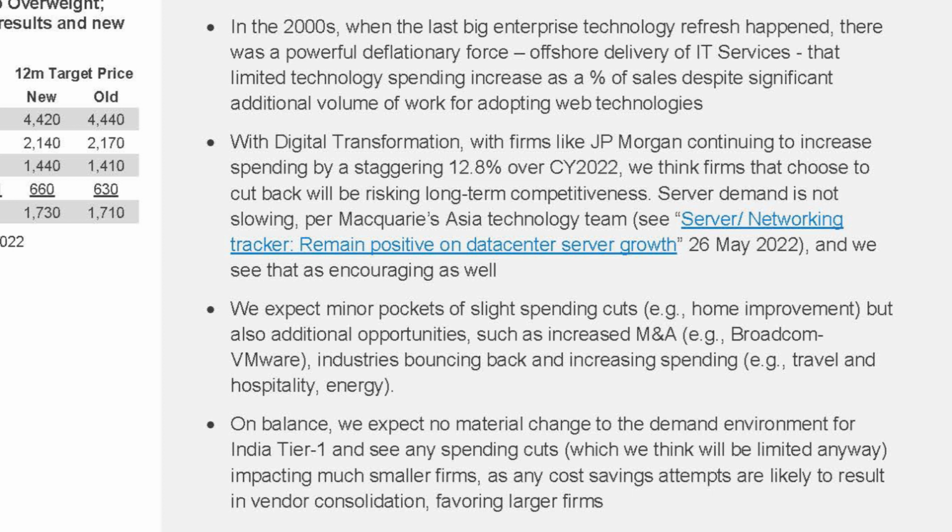Now, come on to the next point. With digital transformation, with firms like JP Morgan continuing to increase spending by a staggering 12.8% over CY 2022, we think firms that choose to cut back will be risking long-term competitiveness. So here, check this out. Staggering 12.8%. When you believe there's a very high number, that 12% or 12.8% is a very big number, you can say it's a staggering number. Or if you think 12.8 is a very bad number, you can still say it's staggering because that's a big number.